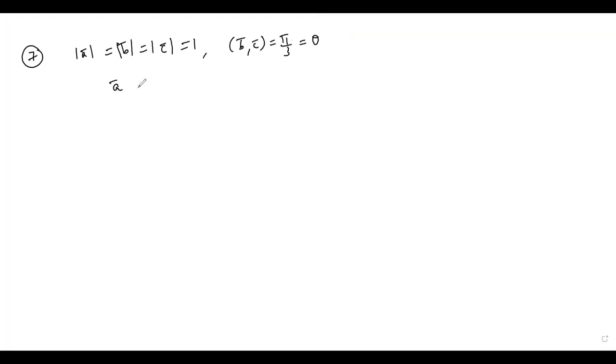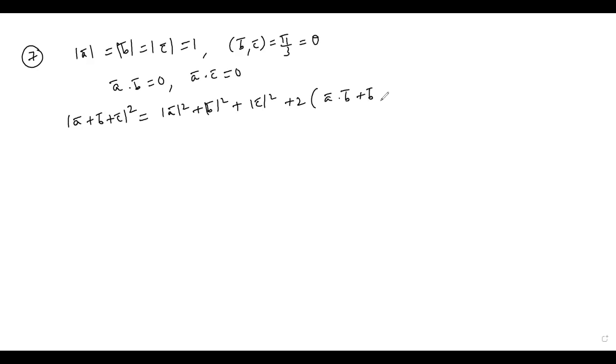And A bar perpendicular to B bar and C bar means A bar dot B bar is 0 and A bar dot C bar is also 0. They're asking which value? Mod of A bar plus B bar plus C bar. Directly we don't know, but we know the whole square formula: mod A bar square plus mod B bar square plus mod C bar square plus 2 times of A dot B plus B dot C plus C dot A. Here 1 plus 1 plus 1 plus 2 into A dot B, which is 0.